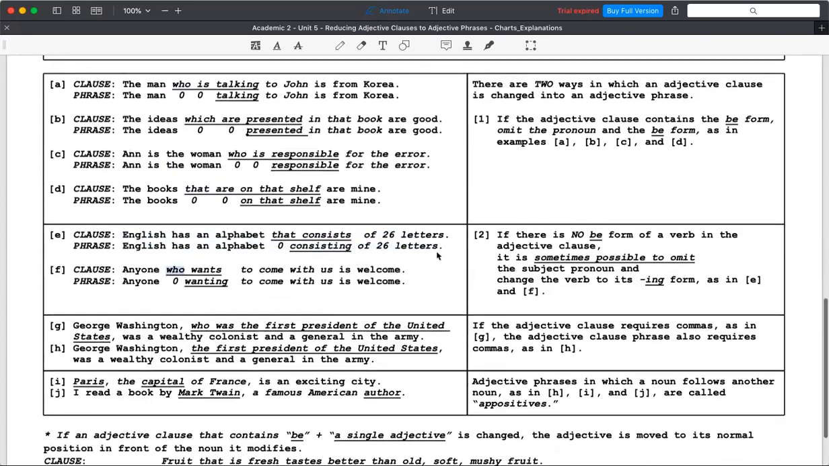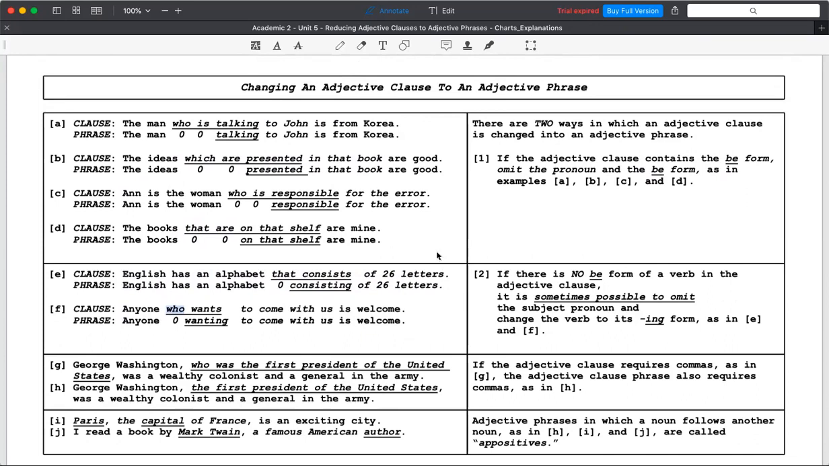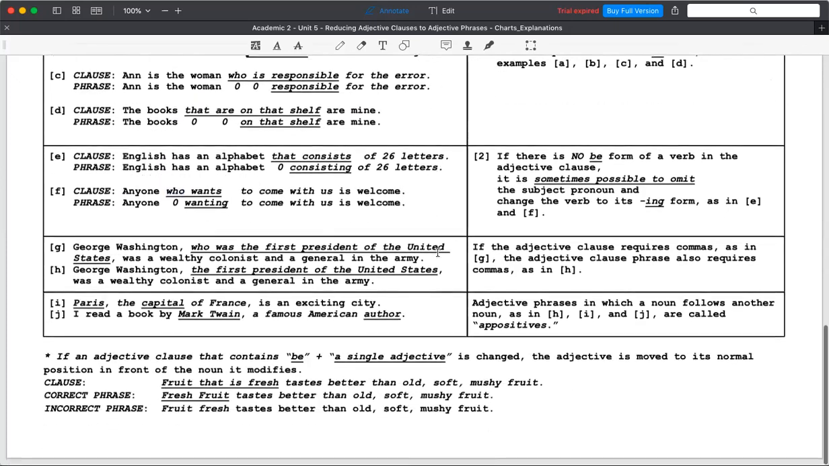Why are we doing this? From two simple sentences, you were able to create adjective clauses. Now, from adjective clauses, you create adjective phrases. We need to do that specifically to have better structures and more varied structures in your communication.